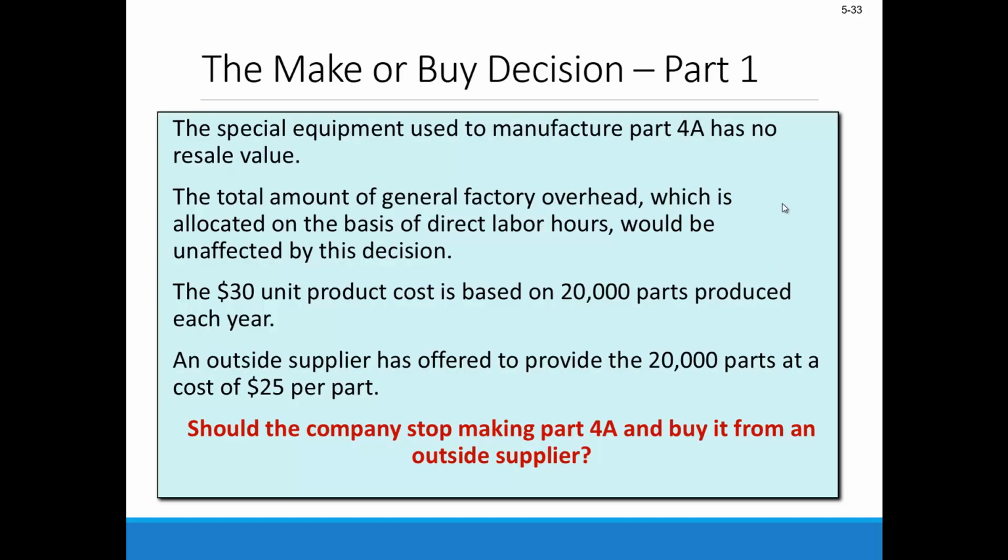So we also want to note the special equipment used to make this thing has no resale value. The total amount of general factory overhead would be unaffected by a make or buy decision, so it would just be reallocated somewhere else. The $30 unit product cost is based on 20,000 parts produced each year. And now an outside supplier comes along and says they'll supply 20,000 a year at a cost of $25. So should the company stop making Part 4A and buy it from the outside supplier? In other words, is this $25 per part actually cheaper than the $30 unit product cost that we're showing on paper now?